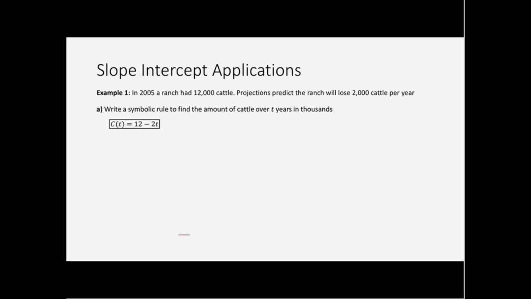If I wasn't asking for it in thousands, yes, you could argue that it should be 12,000 minus 2,000t, but it's really just for simplicity's sake and graphing sake. It makes it a lot nicer if we just change it into that. So be aware of that when we're going through the rest of this problem. That comes from, again, the base is 12. We started with 12,000 cattle and we lost 2,000 cattle per year.